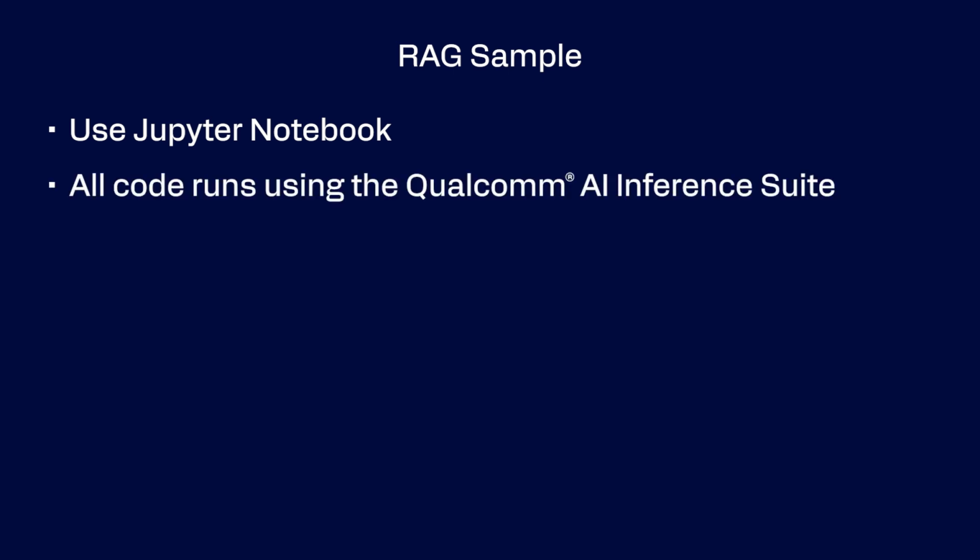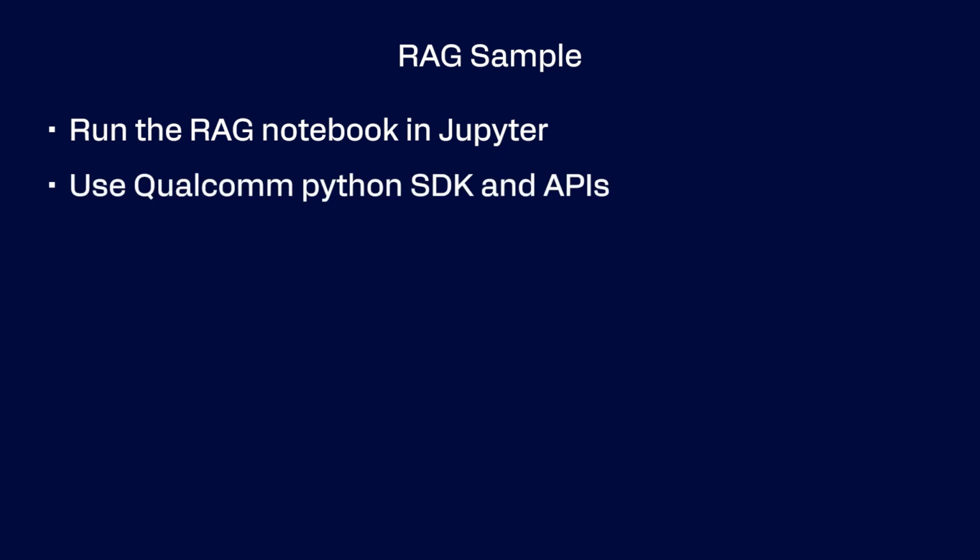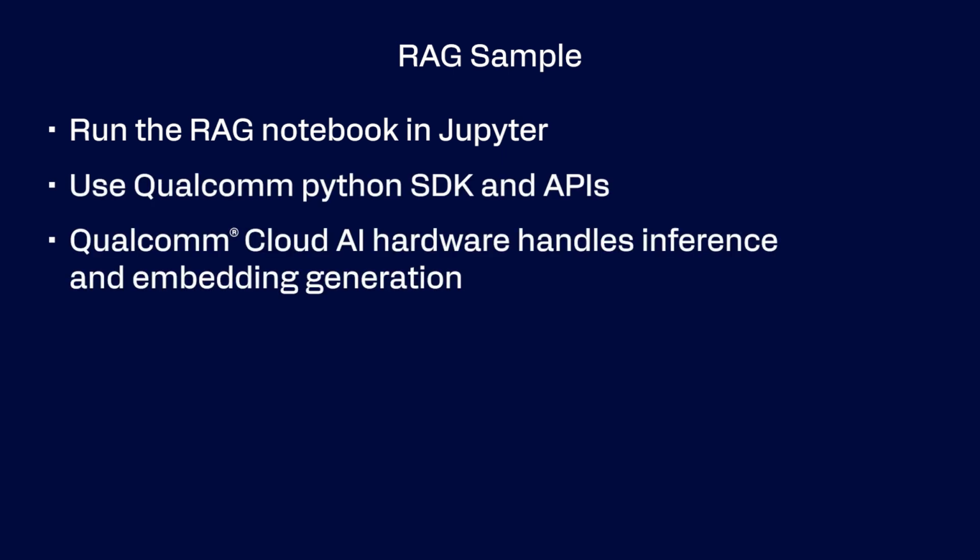Now that we understand the RAG pipeline, let's move on to setting up our environment. To simplify our sample, we have chosen to use a Jupyter Notebook on Google Colab so that you don't need to install anything locally to try it out. All our code will run using the Qualcomm AI Inference Suite on server-scale infrastructure powered by Qualcomm Cloud AI accelerators. You can run the RAG notebook in Jupyter, use the Qualcomm Python SDK and APIs, and let the Qualcomm Cloud AI hardware handle your LLM inference and embedding generation. This makes it easy to prototype and test high-performance AI pipelines from your web browser.